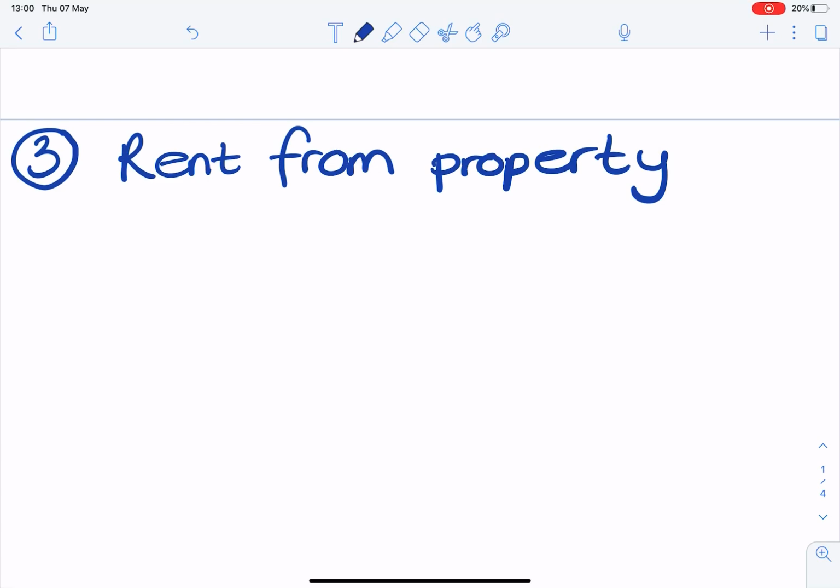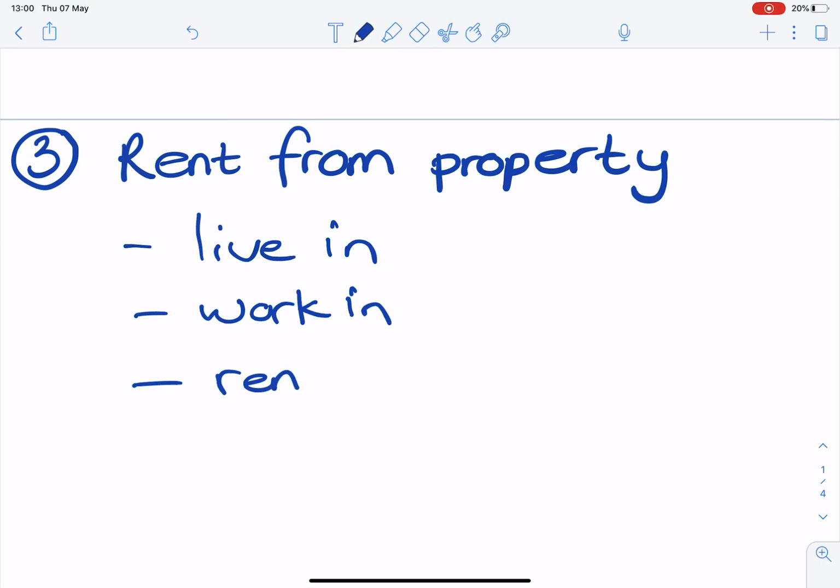The third example of personal income is rent from property. Now, property is the term used for buildings or homes or offices or even land. And people buy property to live in, to work in, and to rent out. People who rent property are called tenants. So those are the people who move into the property and pay for it. They pay rent to the owner of the property.